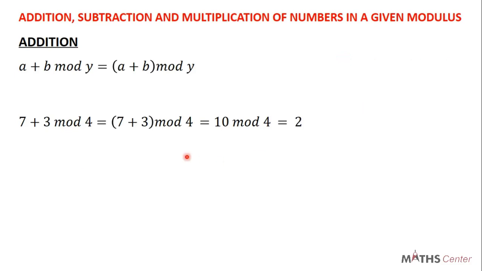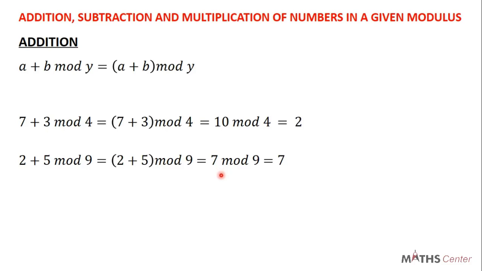Let's consider another example. We have 2 plus 5 mod 9. So 2 plus 5 mod 9 will give us (2 plus 5) mod 9. 2 plus 5 is 7. So you have 7 mod 9. We have learned that if the number is less than the modulus, then the value of the number in the modulus is the same as the number. Here, 7 is less than 9. So it means that the value of 7 in mod 9 is equal to 7.